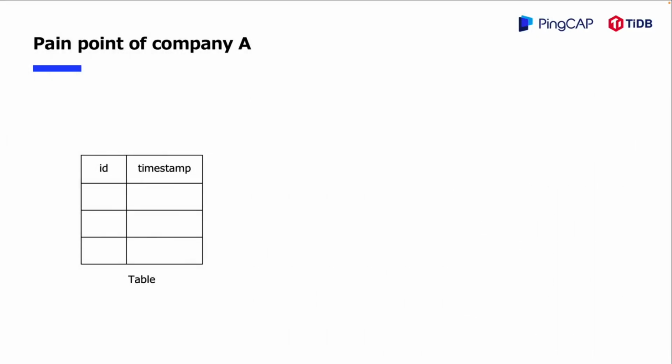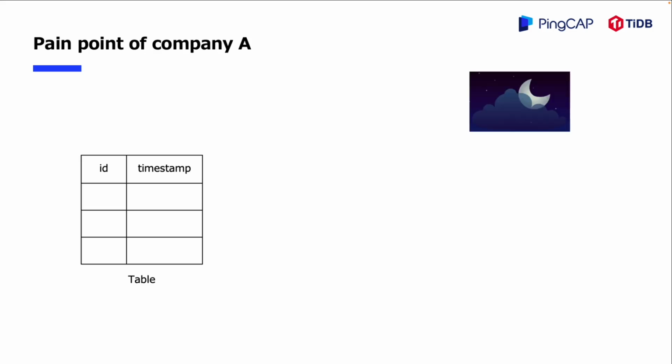Let's now look at how some of the real companies deal with this. Company A is a very large sportswear company. In their data system, it has a table. This company launches campaigns quite often to boost sales. Every time a campaign comes, they will add a column to the table. However, their database does not support adding columns online.